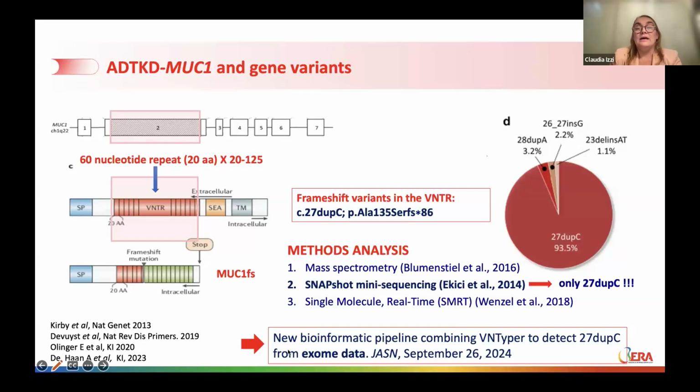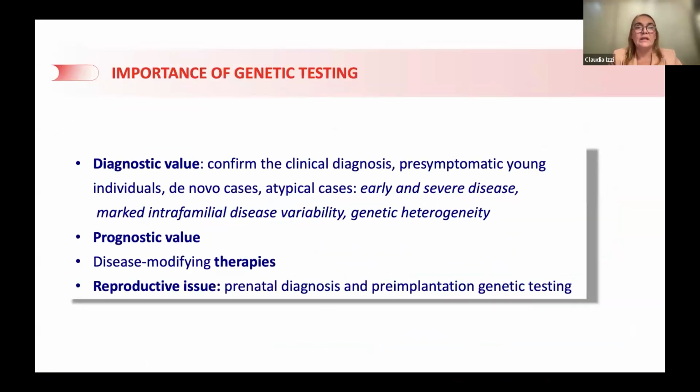Now there are some new bioinformatic pipelines that combine VNtyper with exome data. Maybe it will be possible also in other laboratories to find this type of variant. And I remember that MUC1 is the second cause of ADTKD.